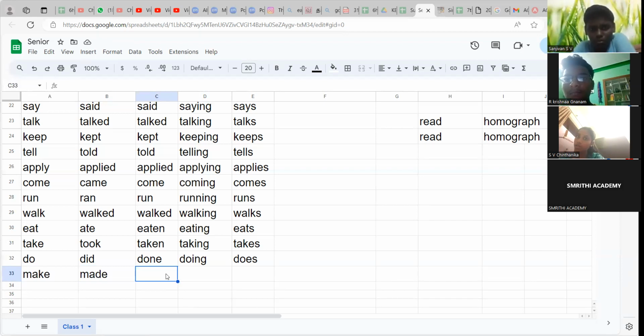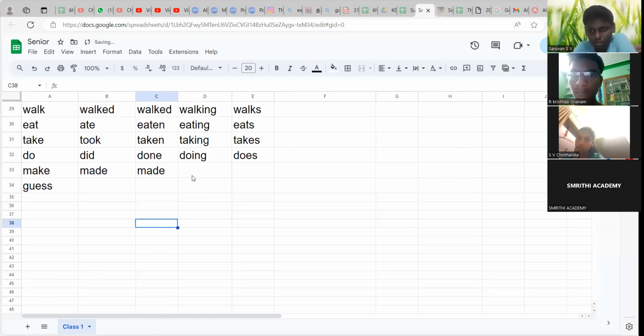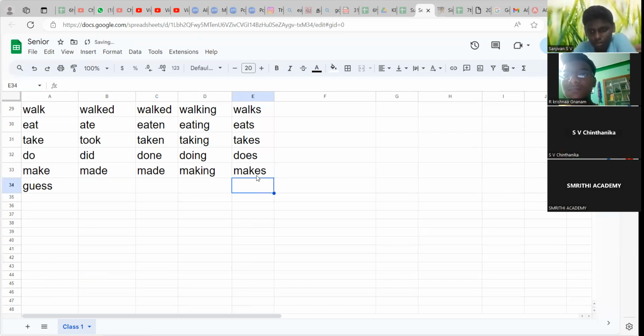Can anyone guess? It's going to be the same. Don't worry, it's going to be the same. Making, makes. The most important thing is one verb is going to have five forms. Each form you're going to keep using in a very different way when you frame the sentence. So you should not be making mistakes here.